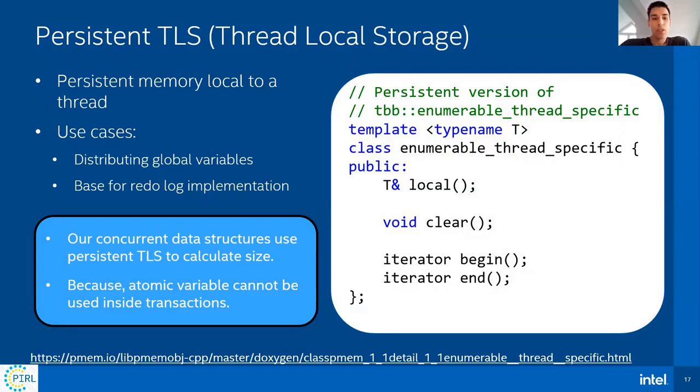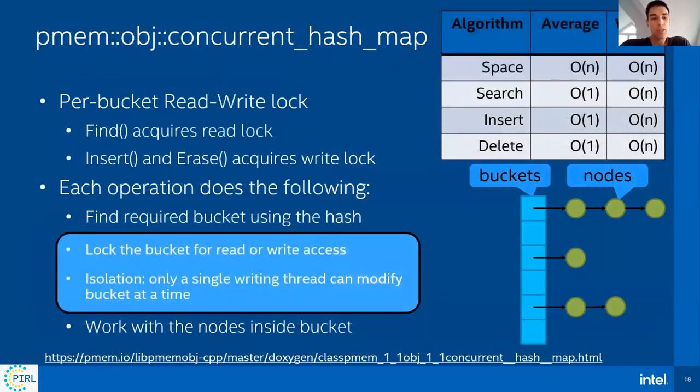Another use case for persistent TLS is using it to implement a redo lock. I will talk about it later when describing the concurrent map implementation. So let's now move on to the first concurrent container, which is the pmem::obj::concurrent_hash_map.